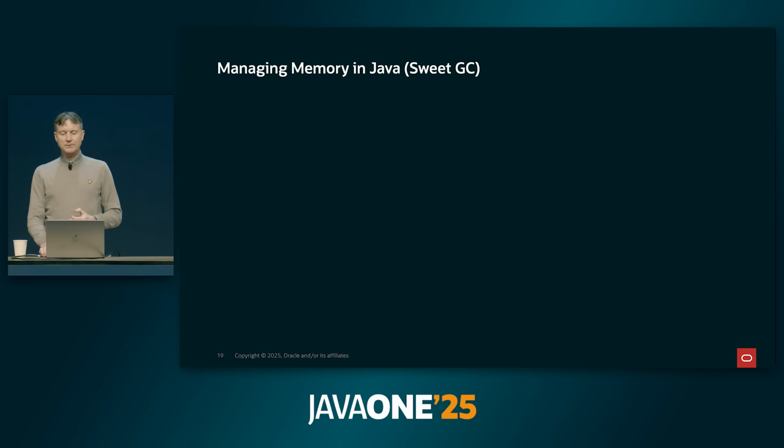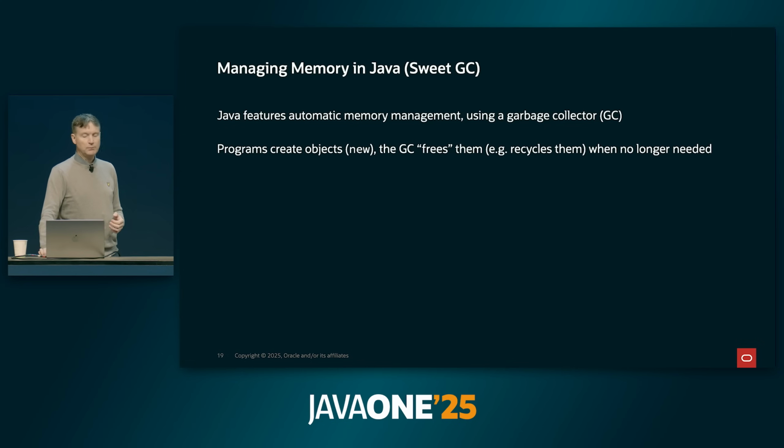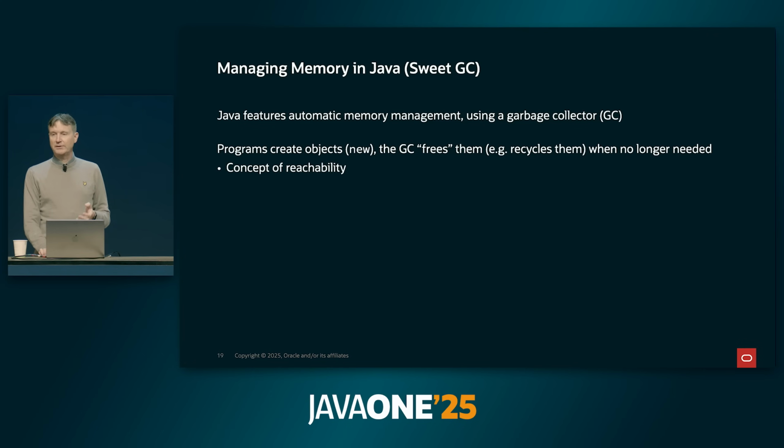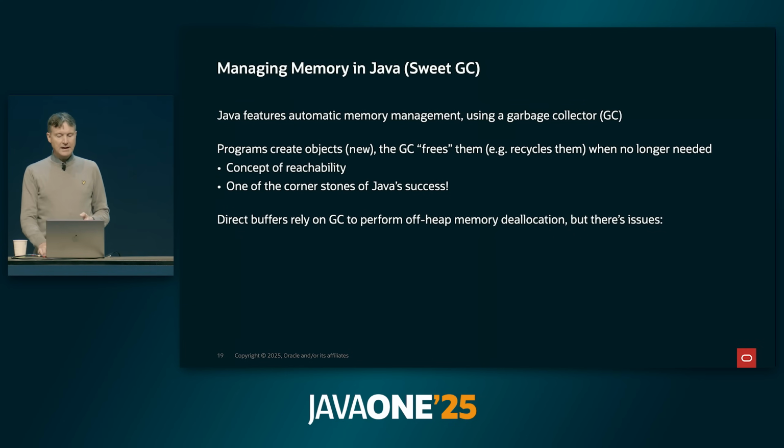So talking about garbage collector, I think the garbage collector was a very good thing. That was one of the reasons Java became so popular. When you create a new object, the GC can recycle that object, and it hinges on the concept of reachability. When an object is not reachable anymore, it's eligible for collection. That is one of the cornerstones of Java's success. And direct buffers relied on garbage collection.